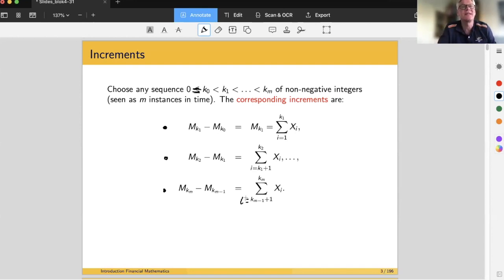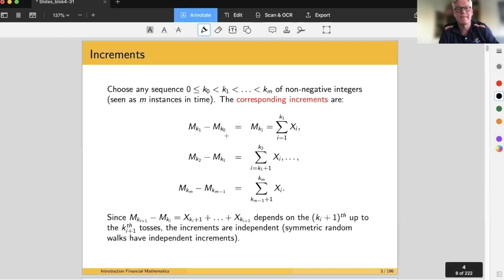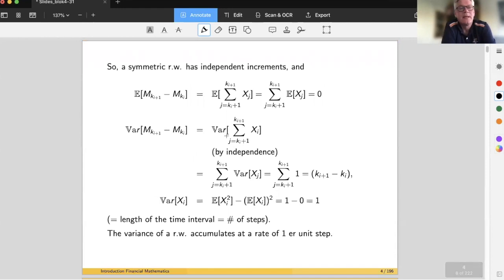Now let's investigate the expectation of the increments. The expected value of M_{k_{i+1}} minus M_{k_i} is, by definition, the expected value of the sum where j runs from k_i plus 1 until k_{i+1} of X_j. And we know that the expectation operator is linear. So we can take the sum out of the expectation operator. So it's the sum over all these expected values.